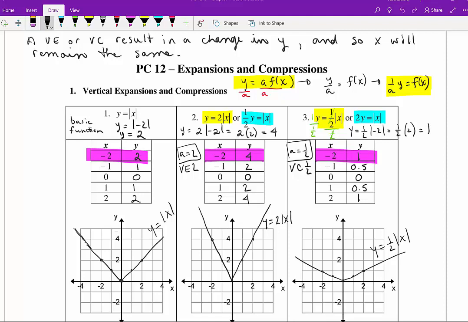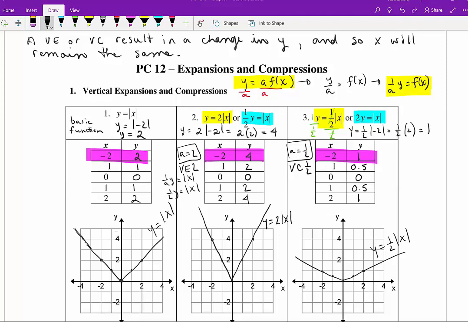So if I plug that 2 into 1/a, okay? So why don't I just write that here? I'm going to go 1/ay equals f, in this case it's absolute value of x, right? So if I plug a 2 in for a, then I get 1/2y equals absolute value of x.